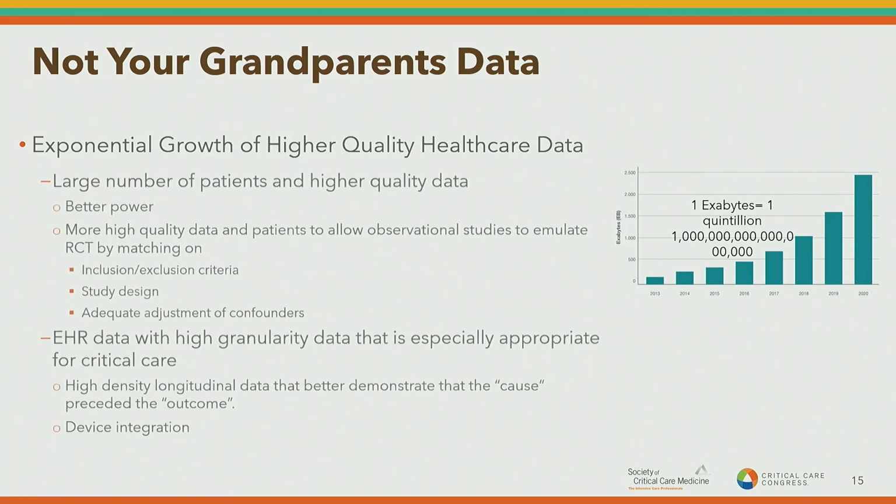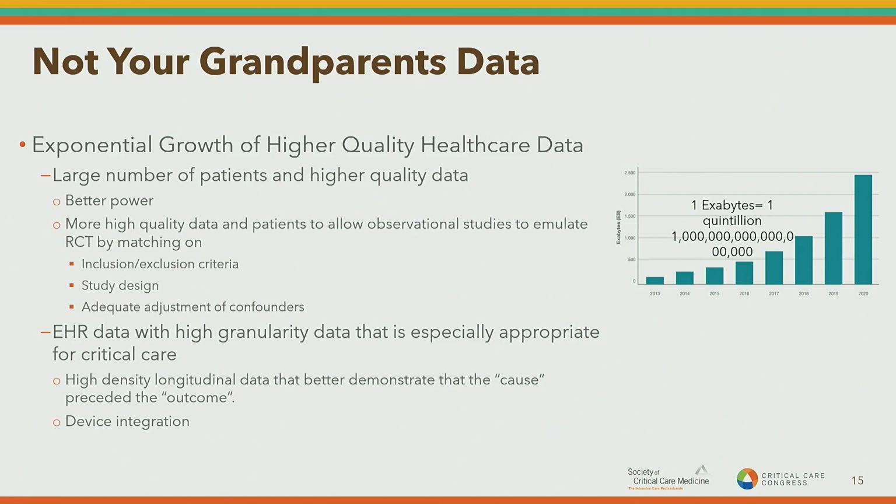This allows us not just to have a large number of patients and high quality data to have the power to do some of the studies, but it also allows us to have a larger pool of patients that we can be more selective about selecting them to better match or emulate what we would do in a randomized controlled trial, okay? And to be able to have enough other data that we can adjust for confounders.